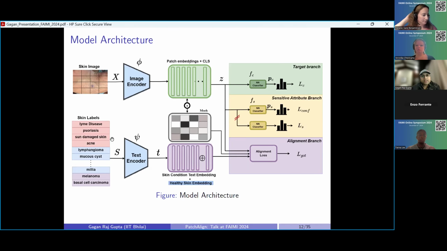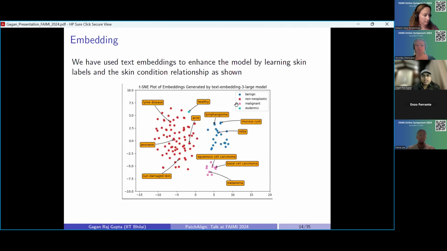And what happens is that these text embeddings themselves have some relationships. So various types of cancers which are malignant, the text representations of those, if you visualize in this TSNE plot, we see that they are closely related to each other in the embeddings. So these embeddings are closer to each other. Their dot product is higher. Whereas the other conditions, like the benign conditions, they have their own cluster, and non-neoplastic is a bigger spread.